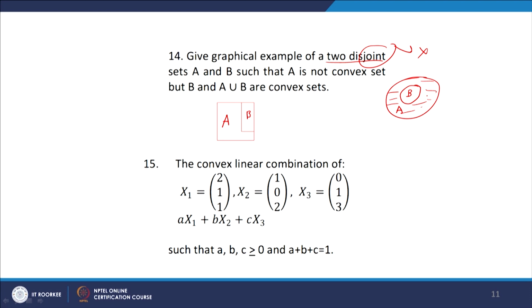Question number 15 says that the convex linear combination of these 3 points have to be obtained, and by the definition we can write all convex linear combinations of x1, x2, x3 as alpha times x1 plus beta times x2 plus gamma times x3. Of course, alpha, beta and gamma should be all greater than or equal to 0, and alpha plus beta plus gamma should be equal to 1.